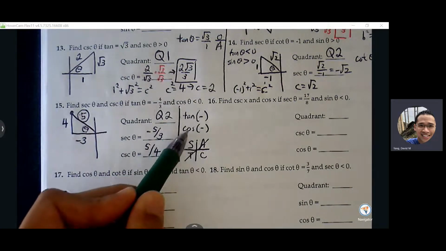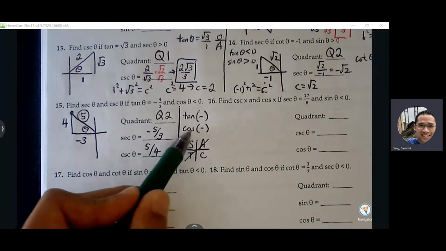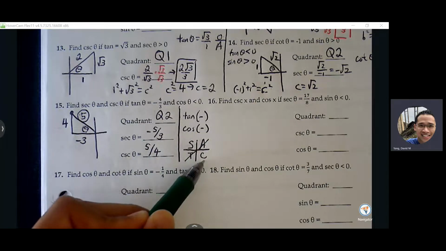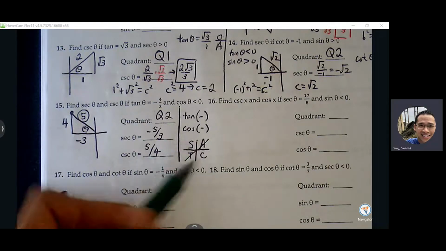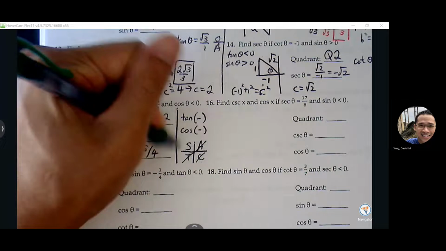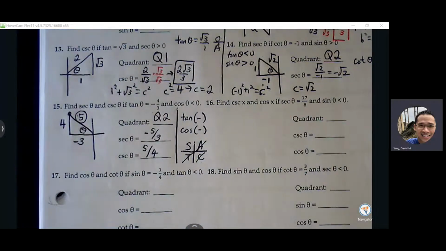So now let's look at cosine. Where is cosine going to be negative between second and fourth quadrant? Second, right? Because cosine is positive in the fourth quadrant, so we can eliminate that, and we can narrow it down to second quadrant. So if you look at one piece of information at a time and then eliminate as you go, maybe that's a little bit easier to process.